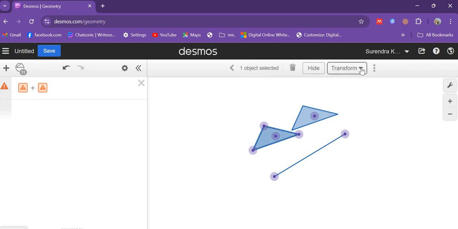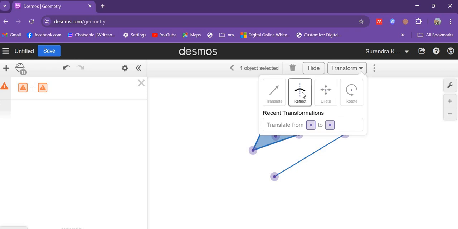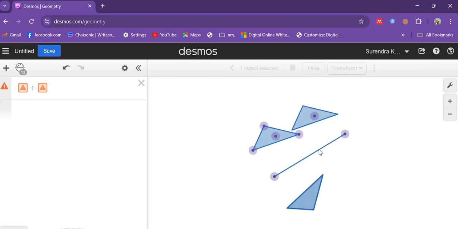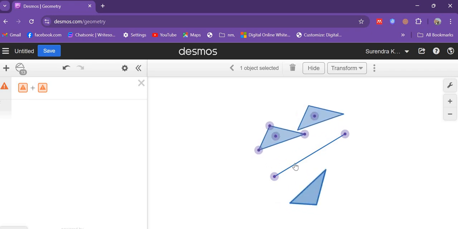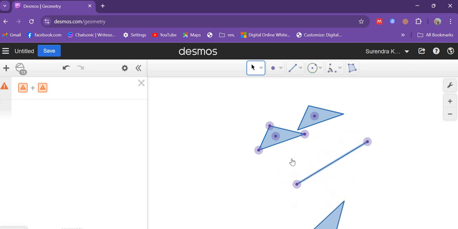Click on object, click on transform, reflect. We can choose the axis and the reflection of this triangle. When changing the axis, the image will also change. That depends on the axis.